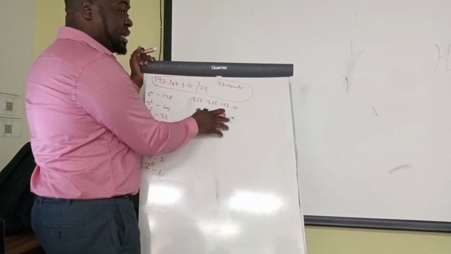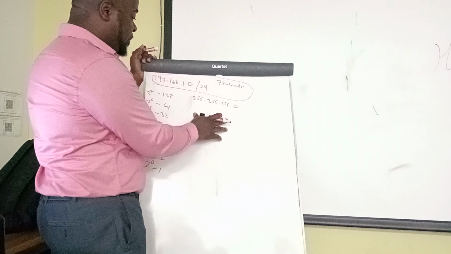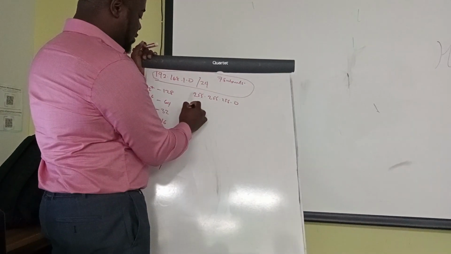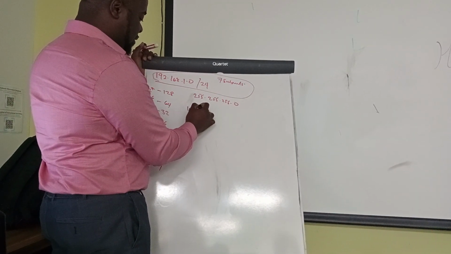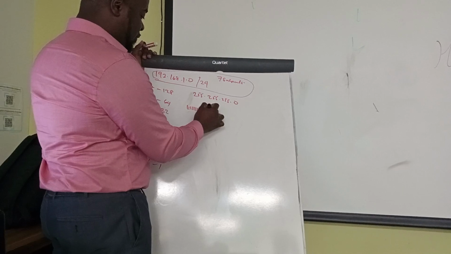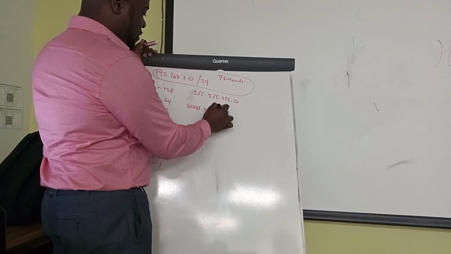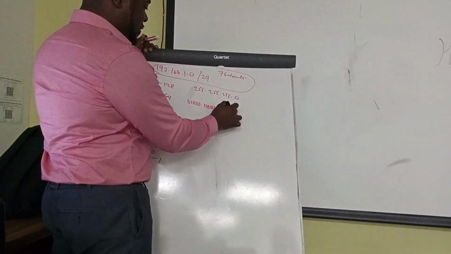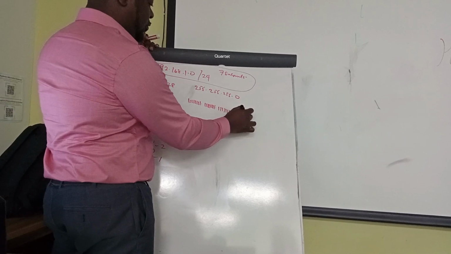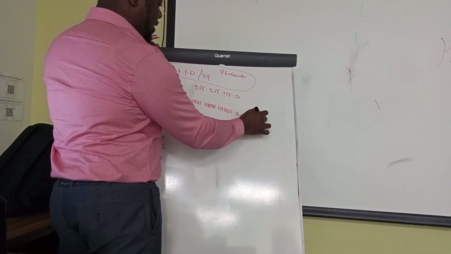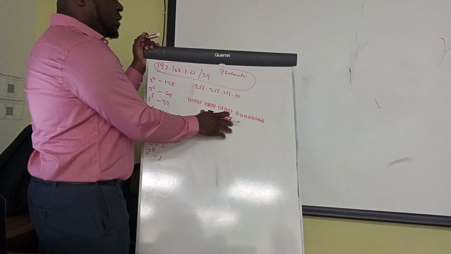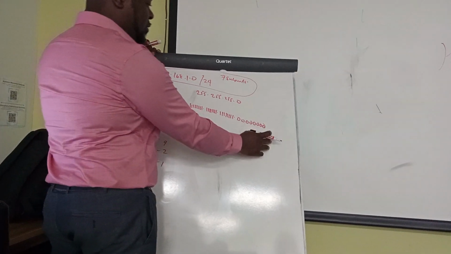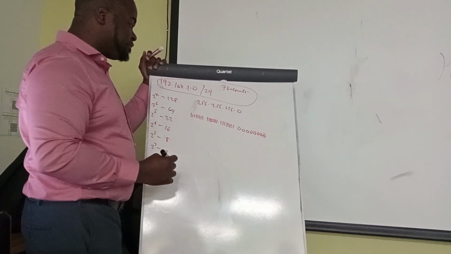Now, if I write out this subnet mask in binary, it'll look something like this: four groups of 8 bits, 1 to 8 each. So all ones represent the network, all zeros represent the host, right?